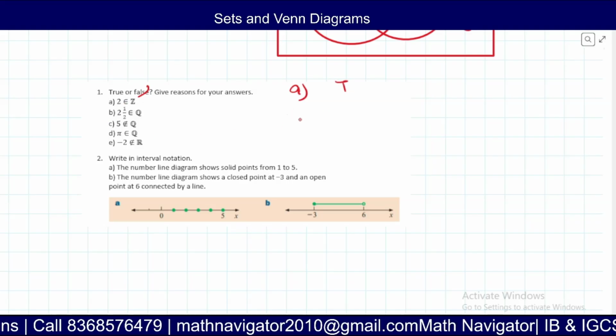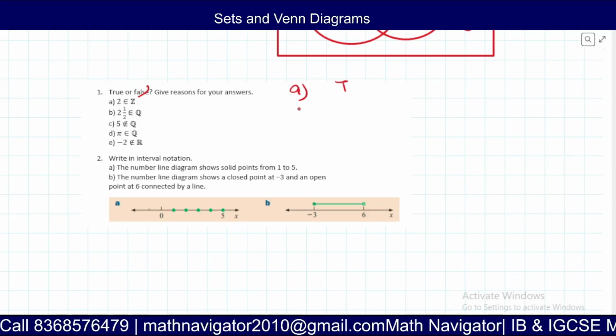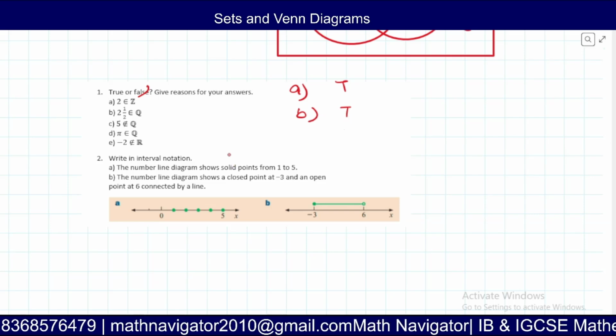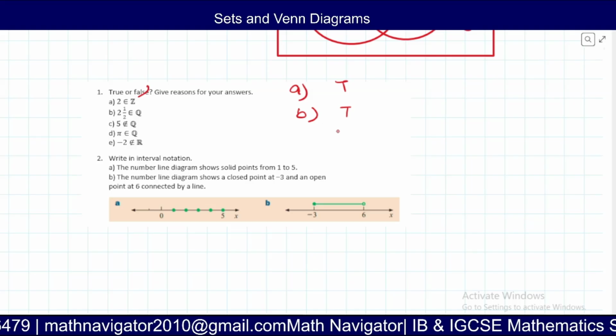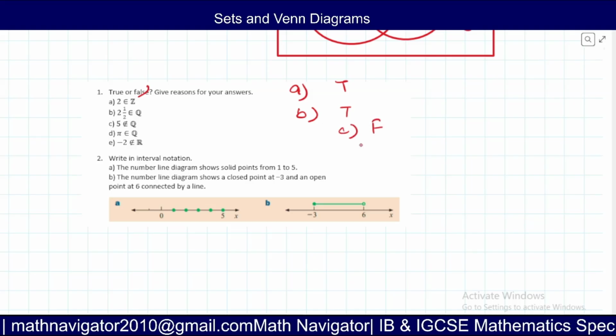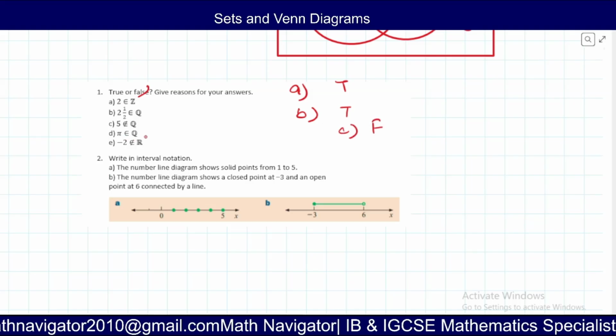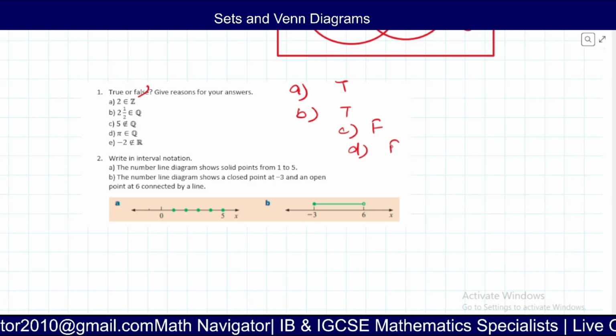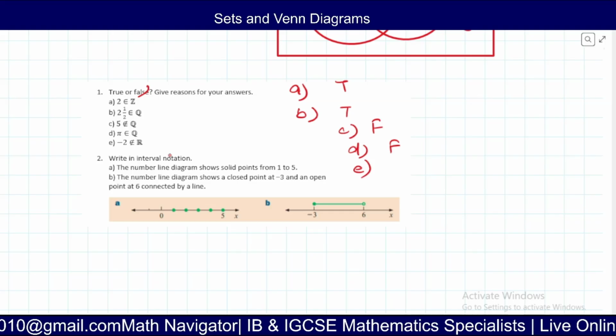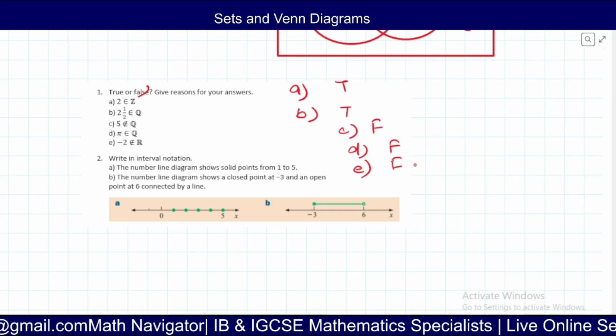Then let's come to B part. 2.5 is an element of Q. Yes, true, because it is a rational number. The square root of 5 is not an element of Q. This is false. Pi is an element of Q. This is again false because pi is an irrational number. Then -2 is not an element of R. Again, it is false. Got it?